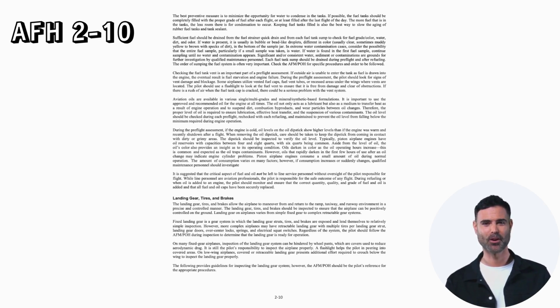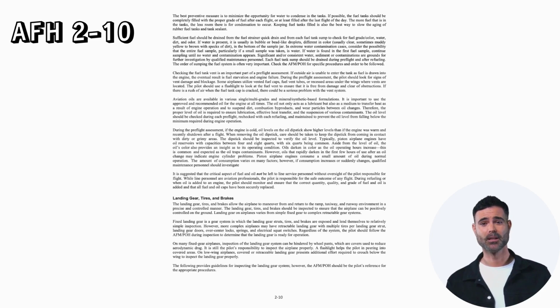Oils darken in color as the oil operating hours increase. This is common and expected as the oil traps contaminants. However, oils that rapidly darken in the first few hours of use after an oil change may indicate engine cylinder problems. Piston airplane engines consume a small amount of oil during normal operation. The amount of consumption varies on many factors. However, if consumption increases or suddenly changes, qualified maintenance personnel should investigate.